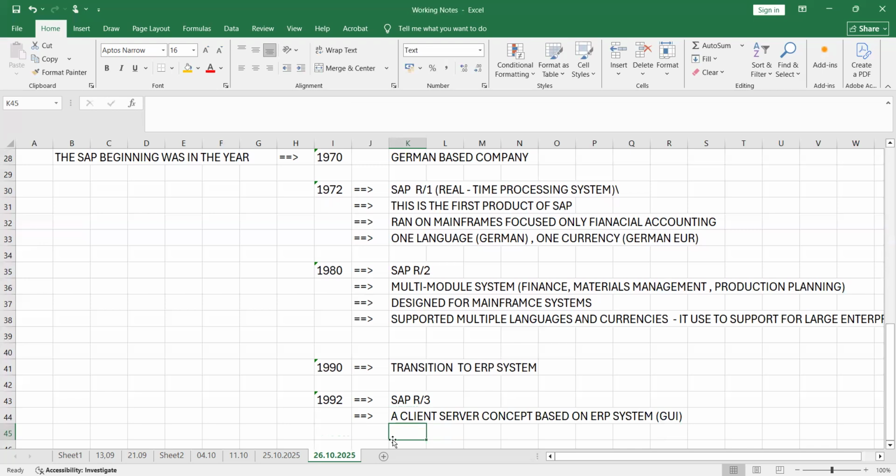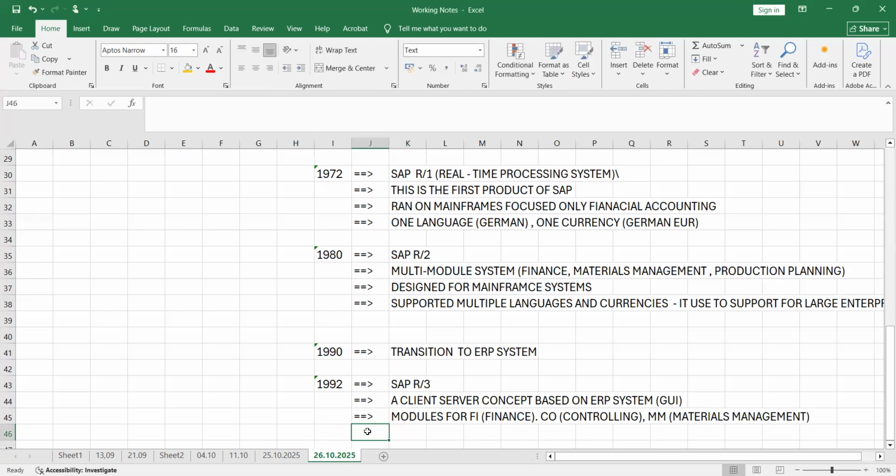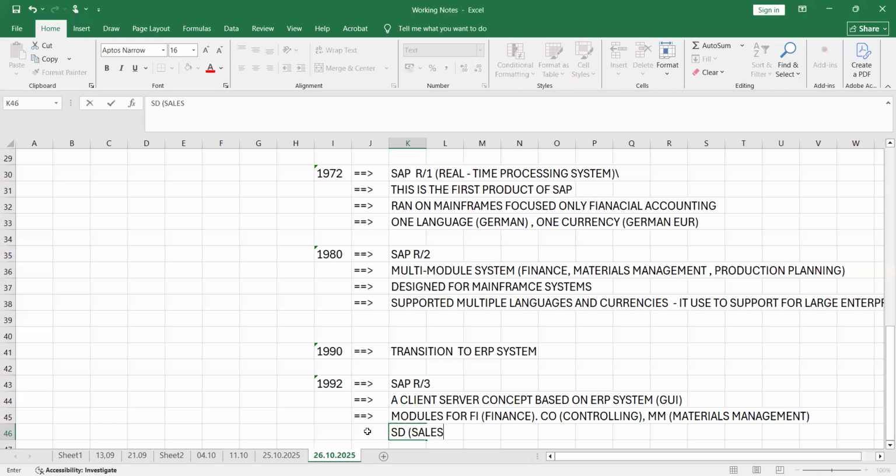Next, it supported different modules like FI, that is finance, CO, the controlling module, MM, materials management, and SD, sales and distribution.